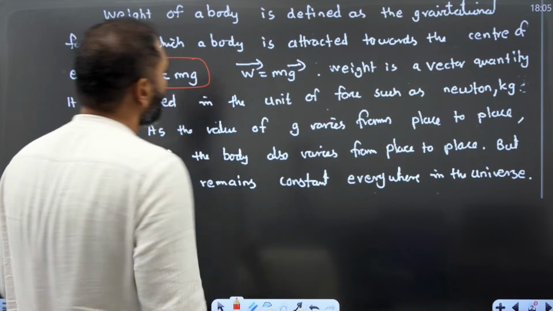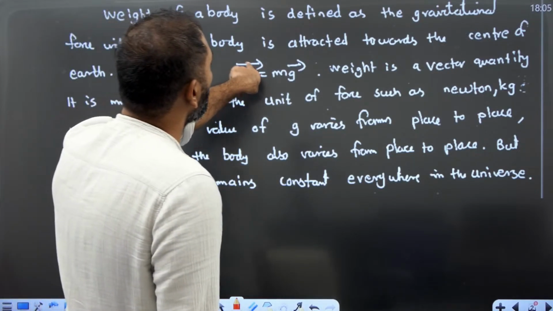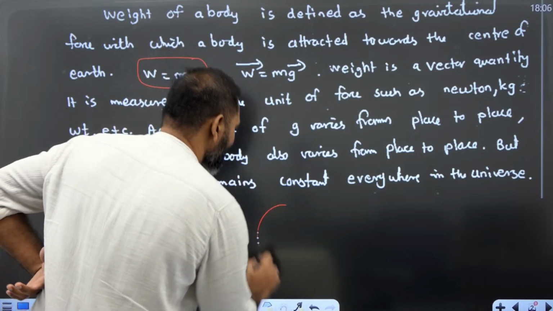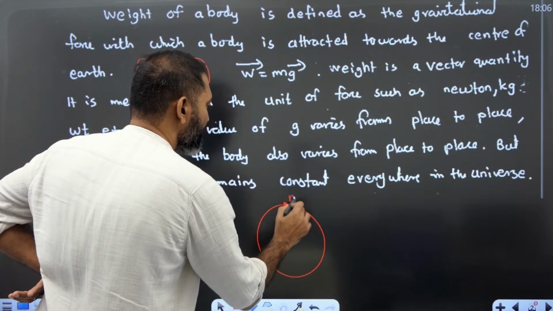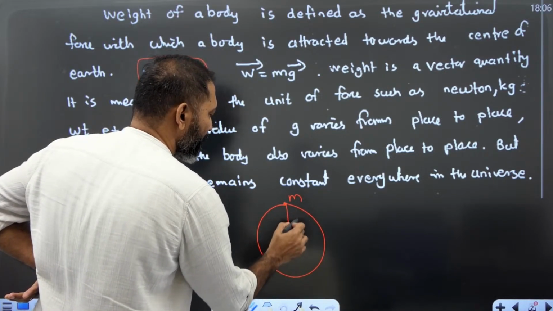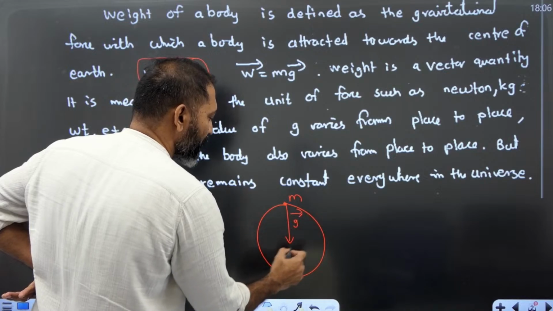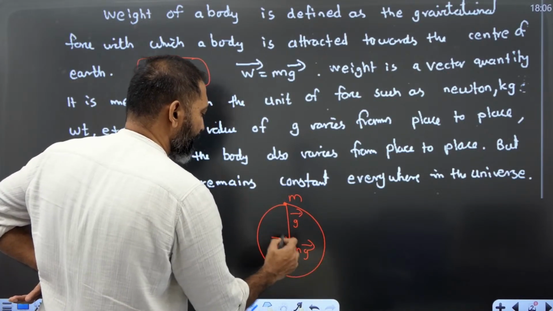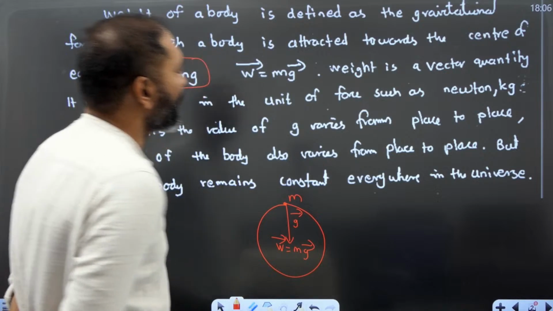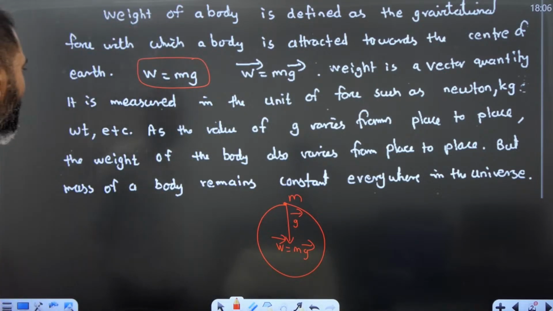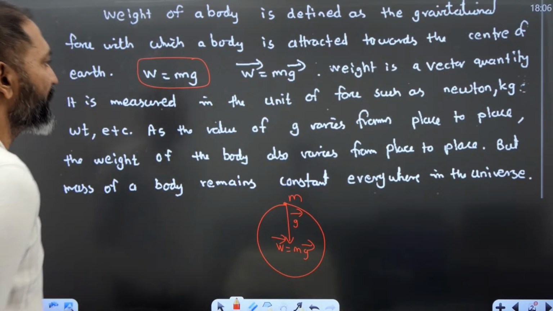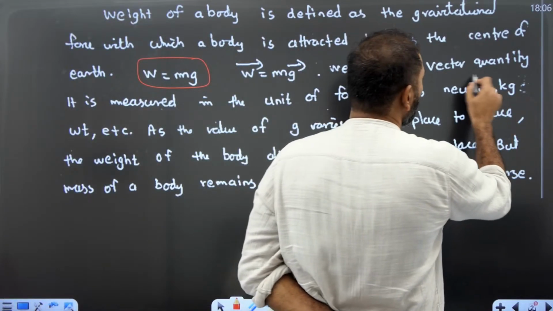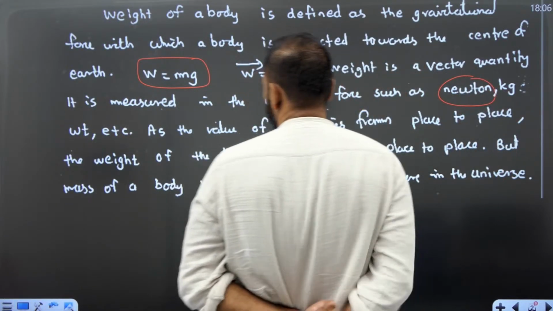Weight is a vector quantity. That is the reason why W vector equals mass into gravity vector. Suppose this is Earth and there is a mass m. It is attracted to the center of the Earth with acceleration due to gravity. So weight vector equals mass into gravity vector. It is measured in units of force such as Newton or kilogram weight.